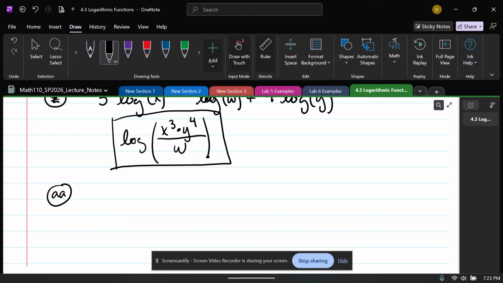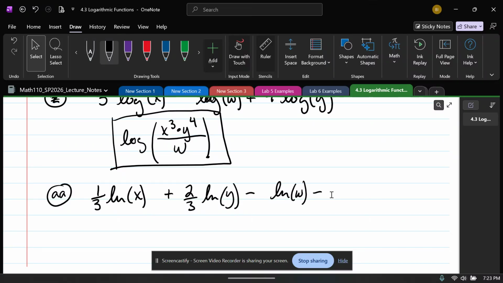We'll do double letters now. Just a couple more. I want to make sure we get some of the fraction exponent stuff in here too. So let's say we had 1/3 natural log of x plus 2/3 natural log of y minus natural log of w minus 6 natural log of z.